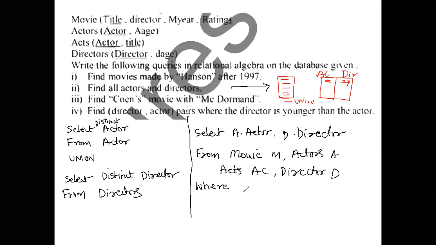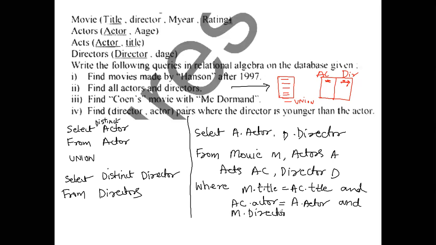Where, so now join all of them. Where M.title is equal to AC.title, title means acts, and AC.actor is equal to A.actor. And how to join the director? It's based on again movie. So M.director is equal to D.director. So in order to join four tables, we need three conditions. By this, we can extract actor and director details of all. So this query, we want it in two columns. So the simple one, if you want it in a single column.